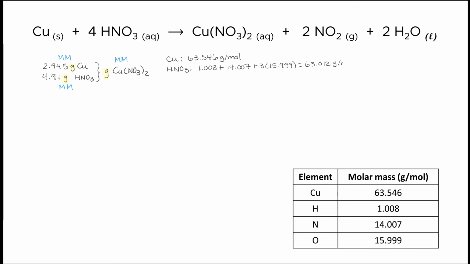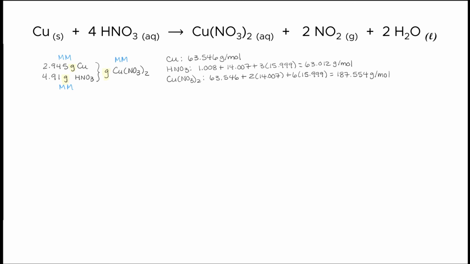63.012 grams per mole. For copper 2 nitrate, we have 63.546 plus 2 times 14.007 plus 6 times 15.999. Also rounded to 3 decimal places, we get 187.554 grams per mole. Calculation number 1 will start with copper, and calculation number 2 will start with nitric acid.